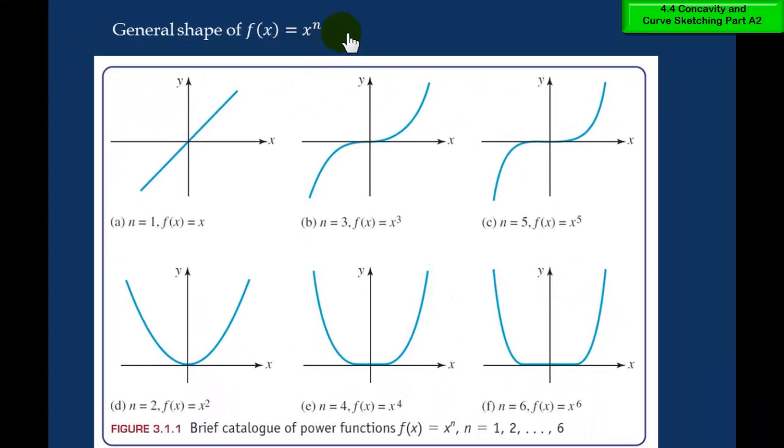Here are just the general shapes of different functions. If you have a linear function, a cubic, or a fifth root, you see how these are all odd functions and the general behavior looks like this. If you have powers of x to the n where n is even, like x squared, x to the fourth, x to the sixth, the general behavior looks like this, where we have seen from the previous slides that these functions are either concave up or concave down. They do not have any point of inflection.